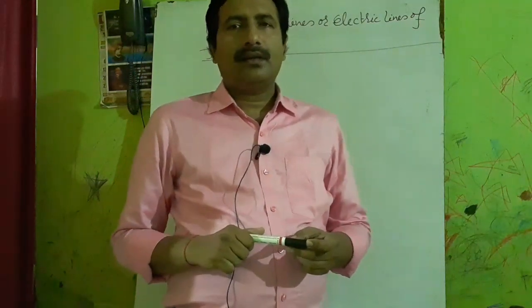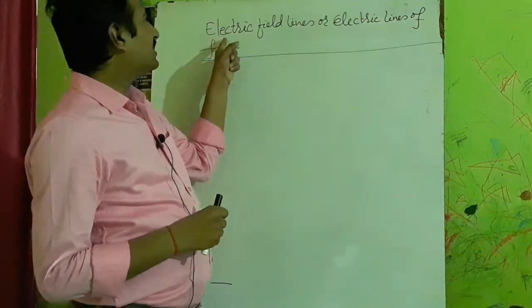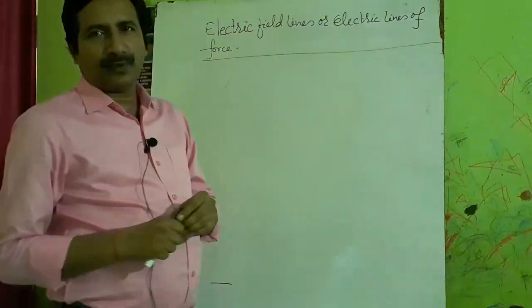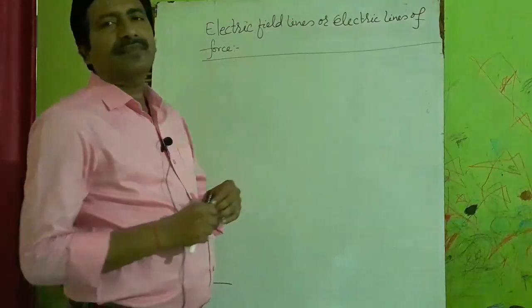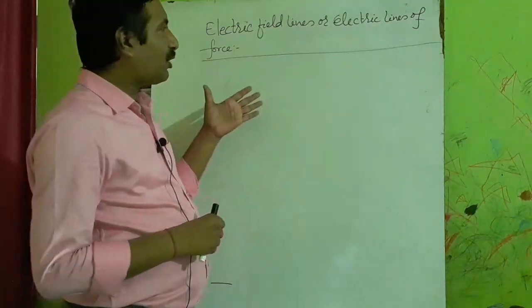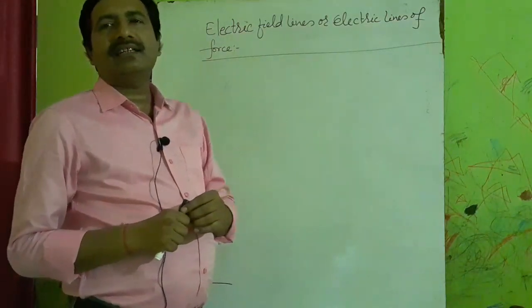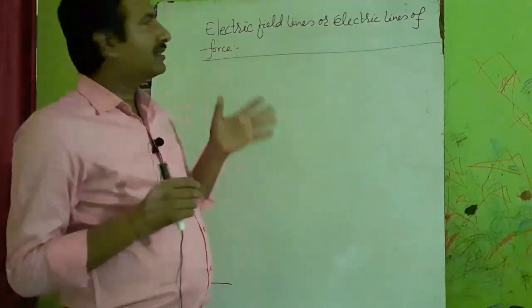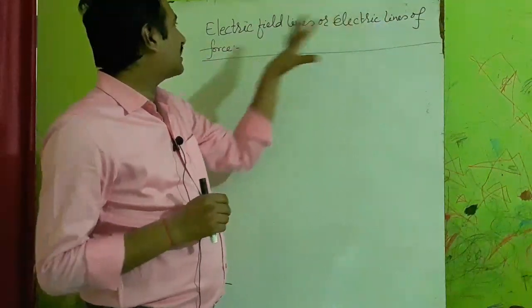Today we will be introducing a new topic, that is electric field lines or electric lines of force. We will try to understand these topics. After then we will be learning about area vector, electric flux, and then Gauss law. So these are the important topics to be learnt today. So let us start with electric field lines or electric lines of force.